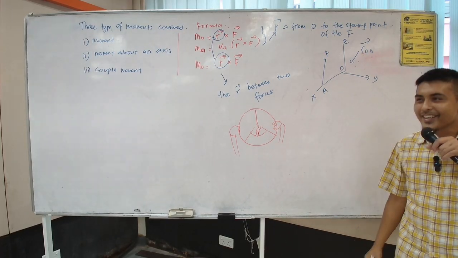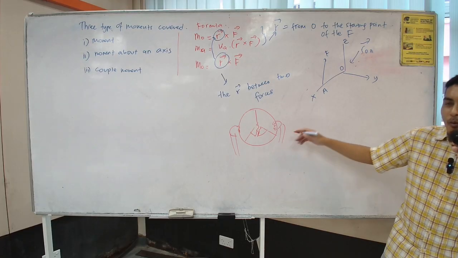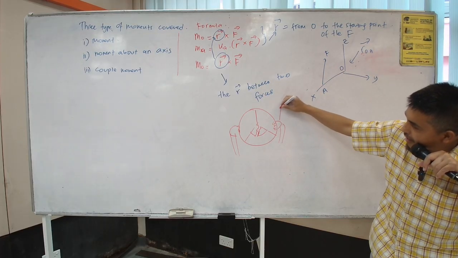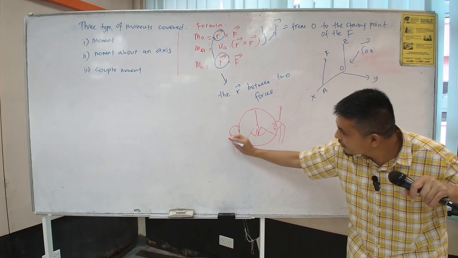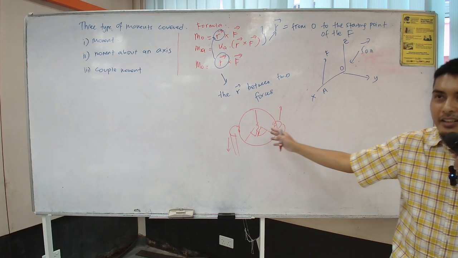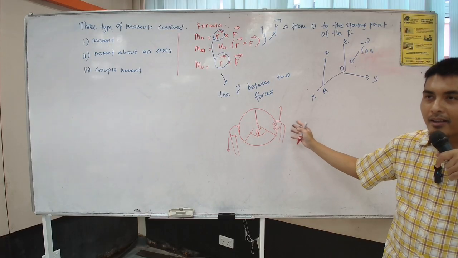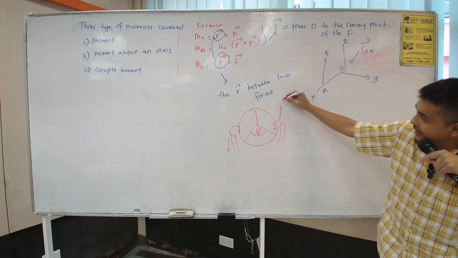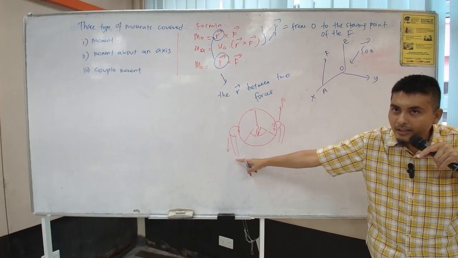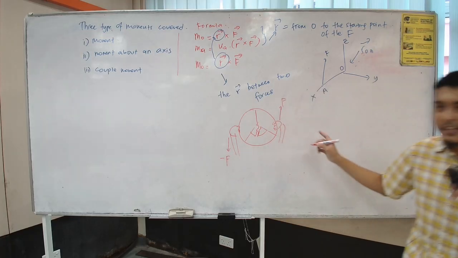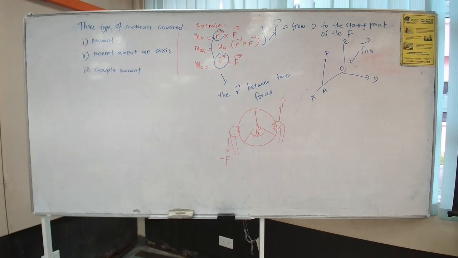So it means that for sure, if you want to turn left, one force goes up and one force goes down. So this is the meaning of the couple moment. Is it symmetrical? Is it in a pair? However, in different directions. So let's say this is F, this one should be minus F. This is the meaning of the couple moment.